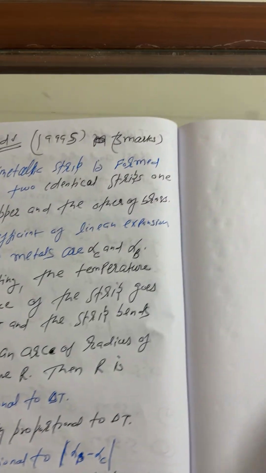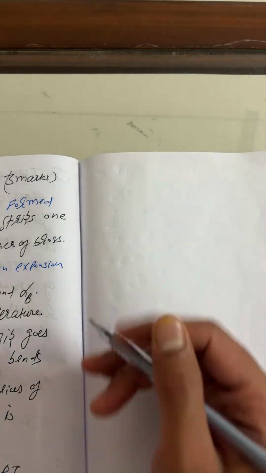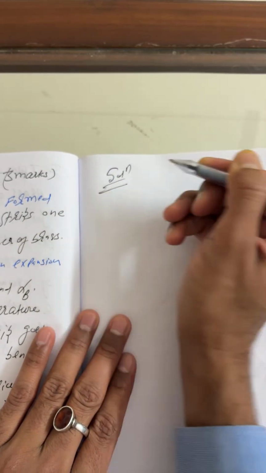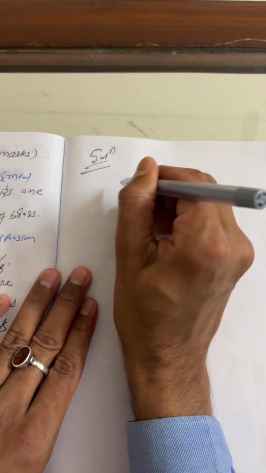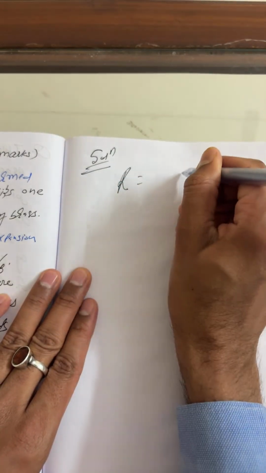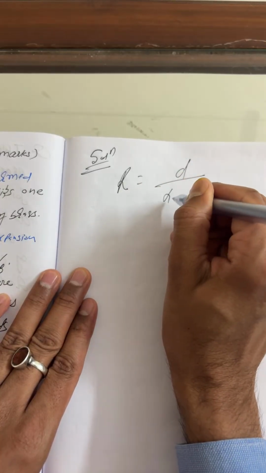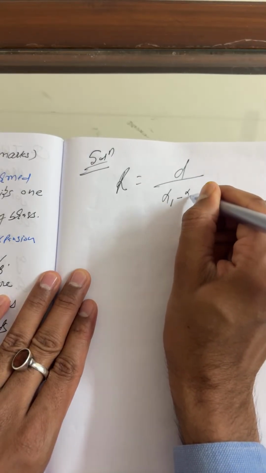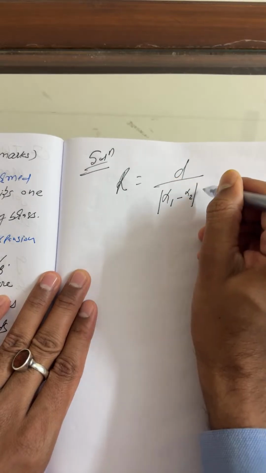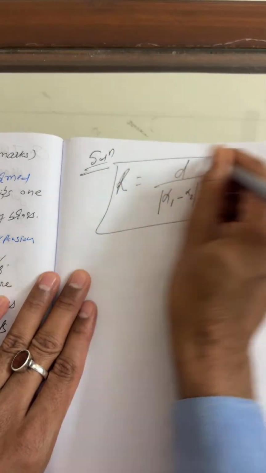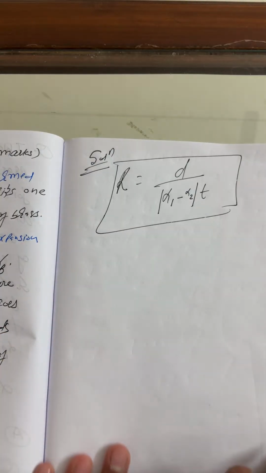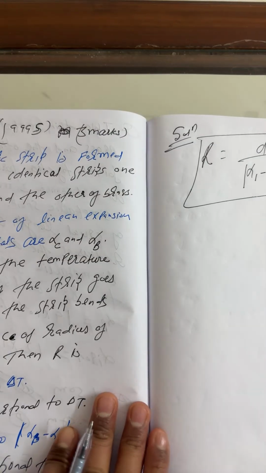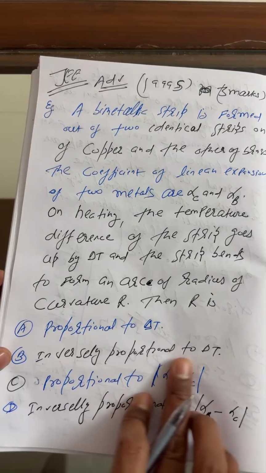So have a look here. The statement of the question is already mentioned over there, so I'm going to write the answer of this question. What's the formula of the radius? Just now I proved it: R is proportional to 1 over mod of alpha 1 minus alpha 2 times delta T. So it is inversely proportional.